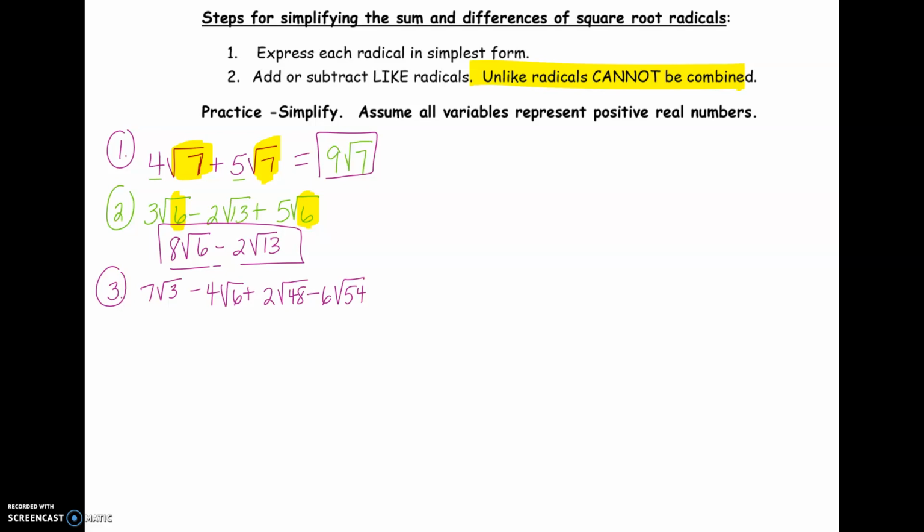What about 48? 48 definitely has a perfect square factor of 16. So I can rewrite this as 2 times the square root of 16 times 3. Minus 6 times the square root of 54, which has a square root factor of 9 times 6, a perfect square factor. So let's go ahead and clean these up. The square root of 16 is 4. That's going to come out front. The square root of 3 stays inside. Minus 6 times the square root of 9, which is 3. That's going to come out front, and the 6 is going to stay inside.